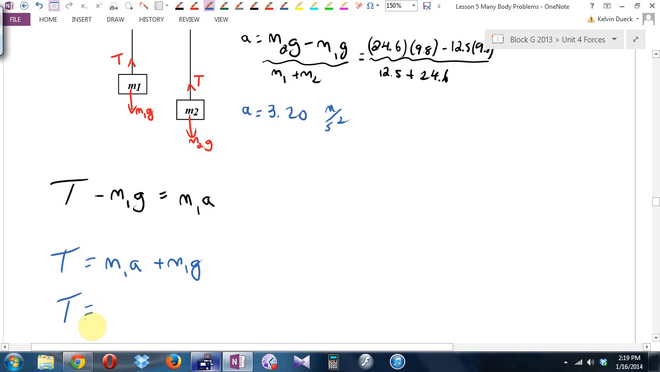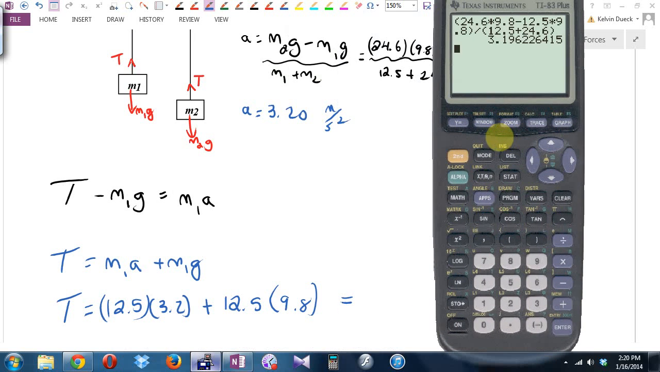M1, 12.5. A, 3.2 plus 12.5. G, 9.8. Now, I wrote 3.2, but if I'm lucky, I still have this stored on my calculator. I do still have this stored on my calculator. It's going to be 12.5 times answer button plus 12.5 times 9.8. Ta-da! 162.45, 162 newtons.